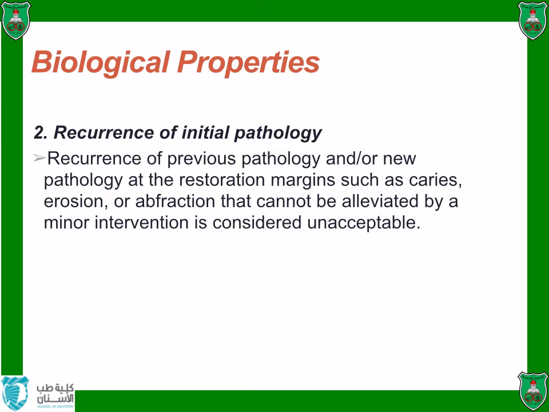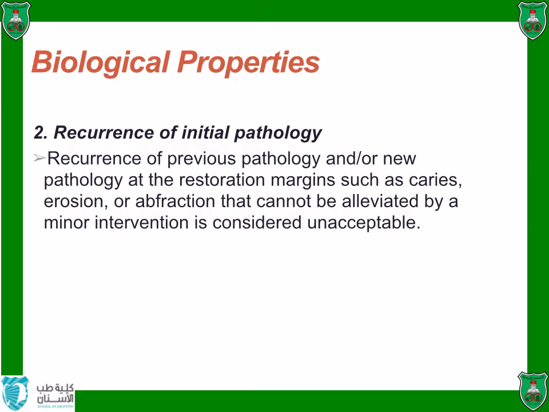Now, recurrence of initial pathology. As we say, we deal with dental caries, and this dental caries has many etiological factors. We might place our restoration if there is any defect in the design or a defect in the restoration, or the patient continues his previous eating, same diet, doesn't clean his teeth, then we will have a recurrent caries around the restoration that we have placed.